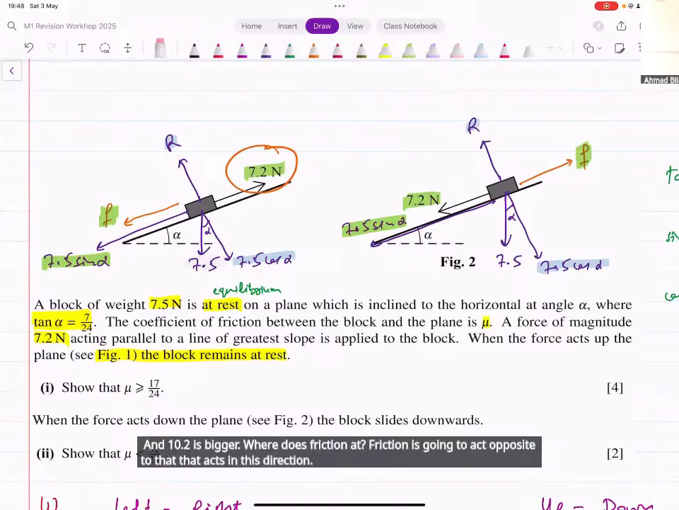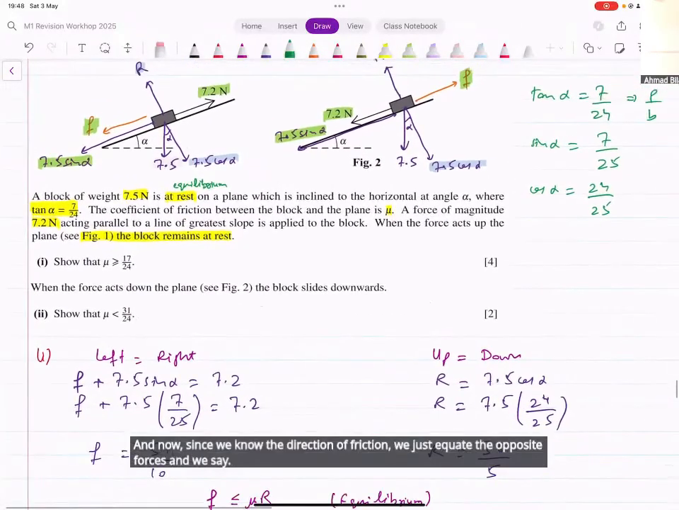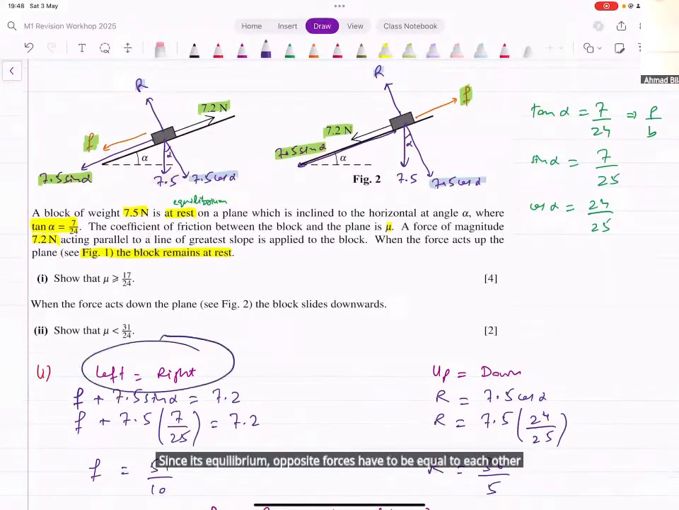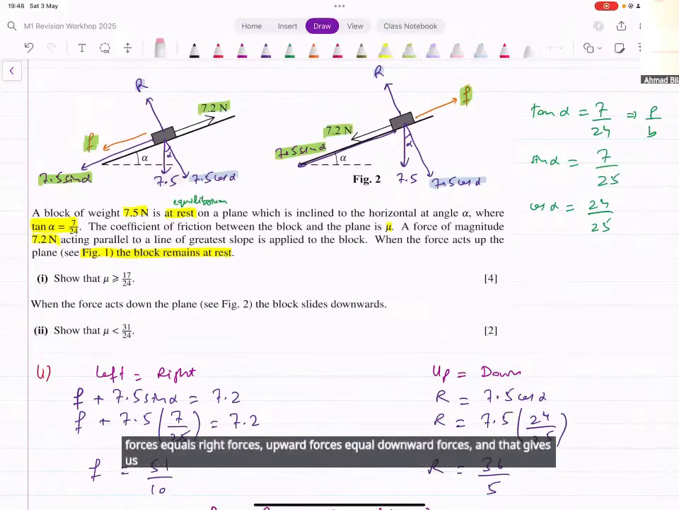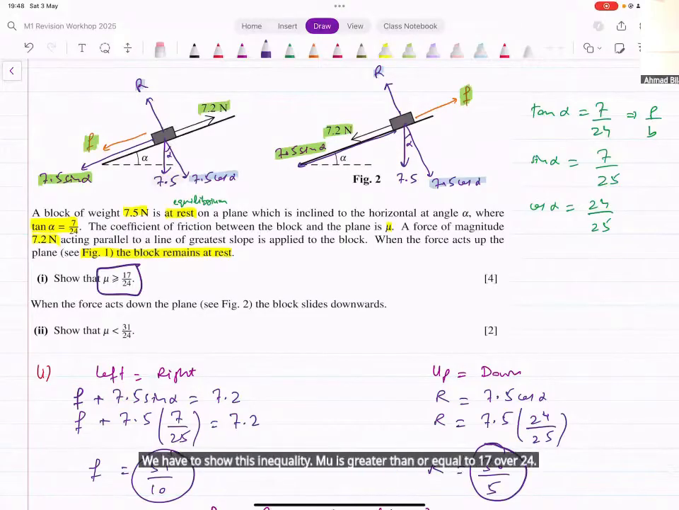And now, since we know the direction of friction, we just equate the opposite forces and we say, since it's equilibrium, opposite forces have to be equal to each other. So left forces equal right forces, upward forces equal downward forces, and that gives us the value of friction as 51/10, the value of reaction is 36/10. And now notice, we have to show this inequality. Mu is greater than or equal to 17/24. How can we show this?